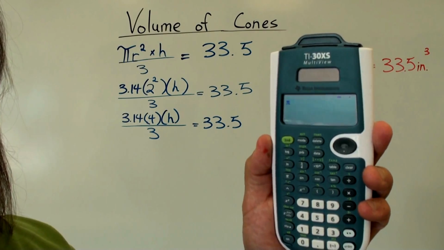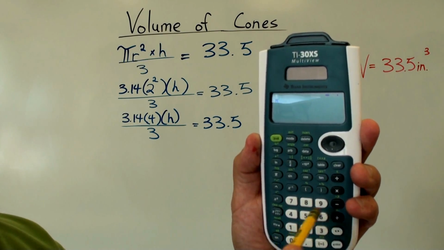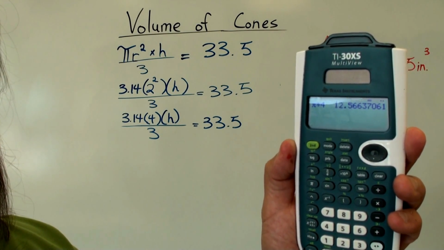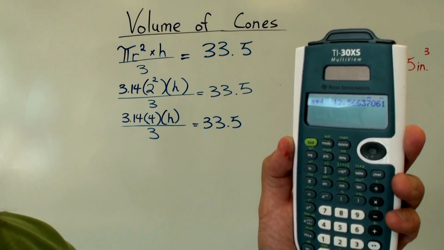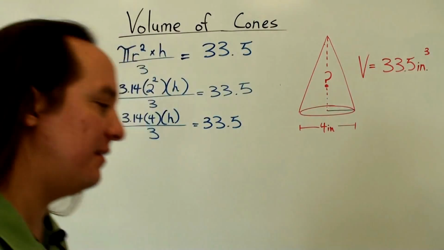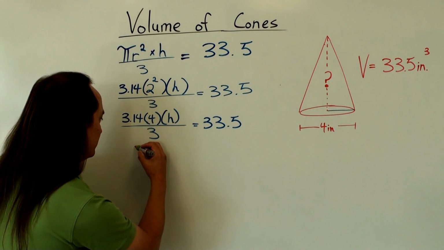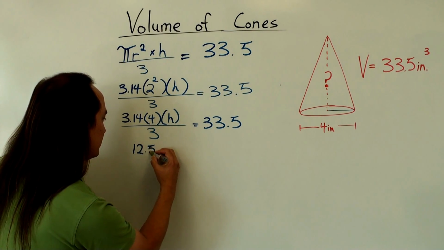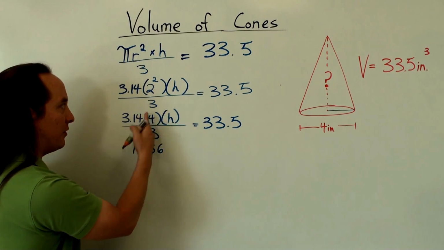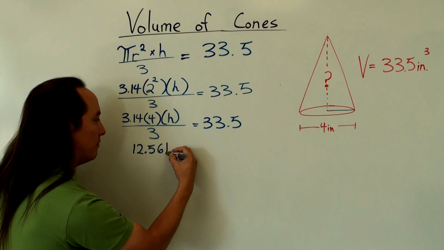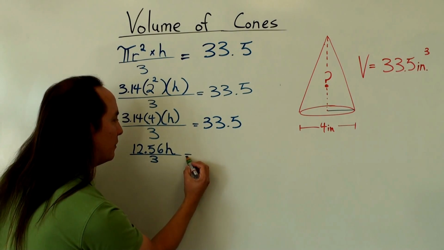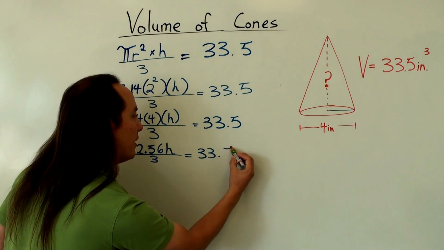Find the one on yours. Times 4. And that gives us 12.566, but 37. I'm just going to go 12.56, and we'll call that good, okay? And you guys can do the same. 12.56. And now I'm just going to get rid of the parentheses, now that all these numbers have been simplified. So it's 12.56h divided by 3 is going to be equal to 33.5.